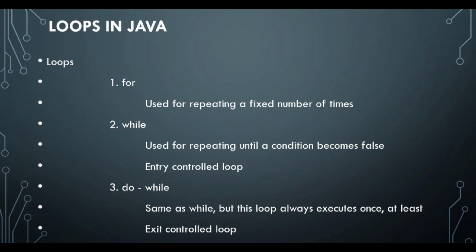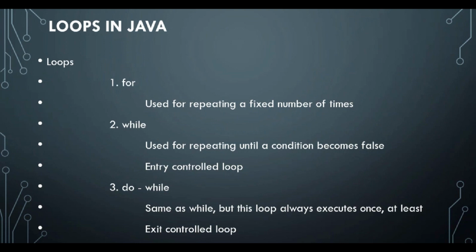Okay, the construct used is loops, and there are 3 kinds of loops in Java. The first loop is a for loop, second is a while loop, and third is a do while loop. Majority of the time we will be using the for loop, but we will be using while loop also sometimes, do while rarely, but yes, you should know about all these 3.